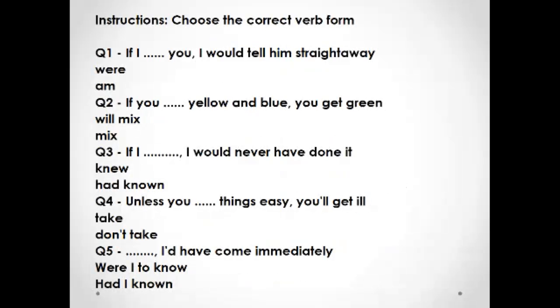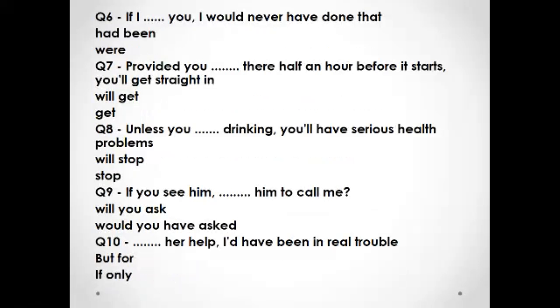Test instructions. Choose the correct verb from 2 variants for each sentence. If I were you, or if I am you. If you will mix, or if you mix. Like this, you should put the correct verb. 10 questions.